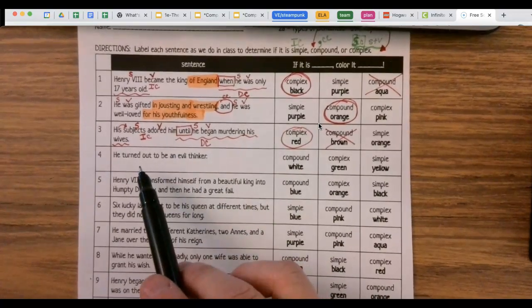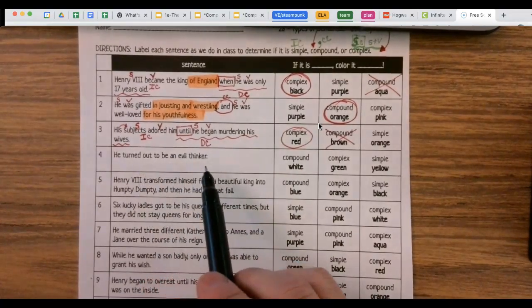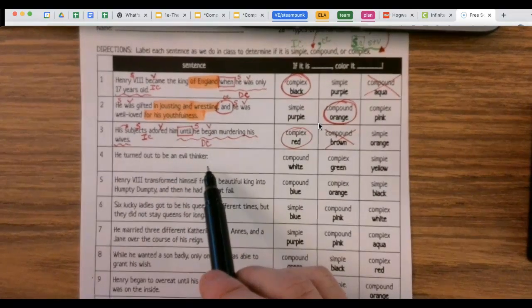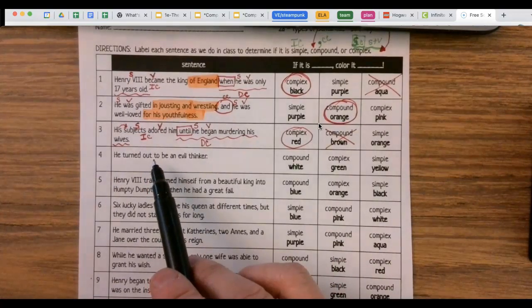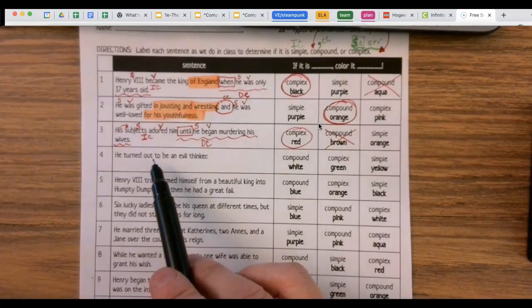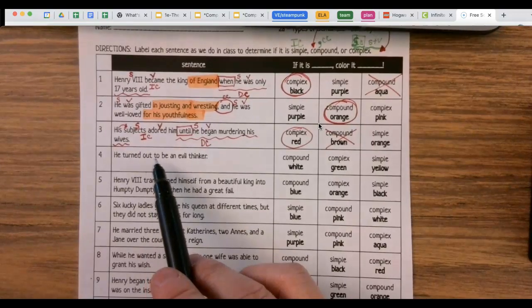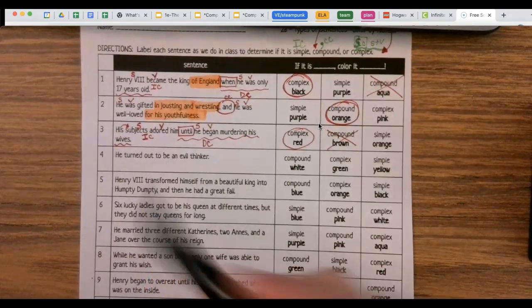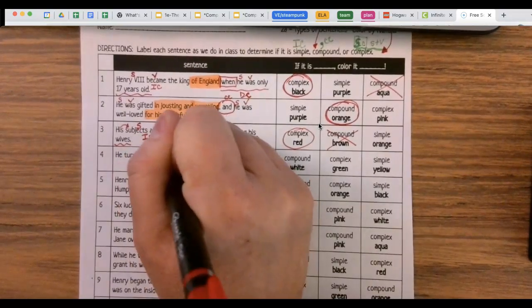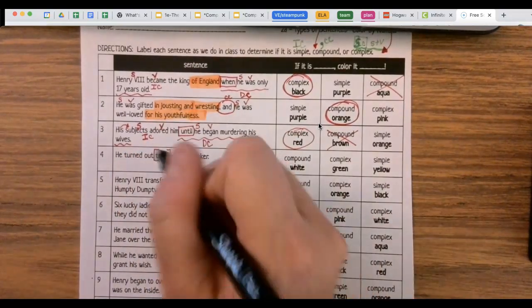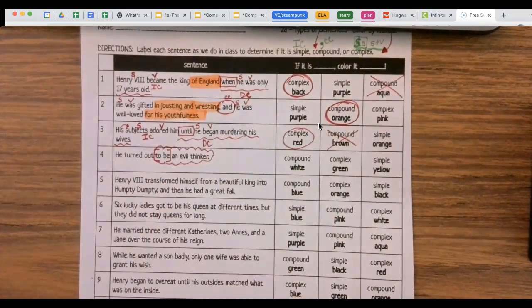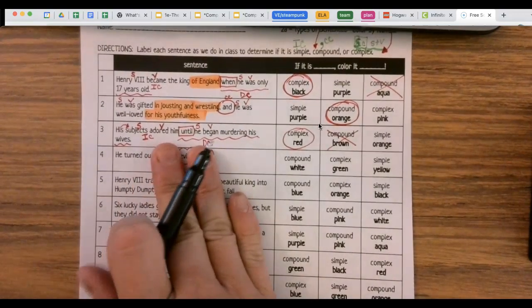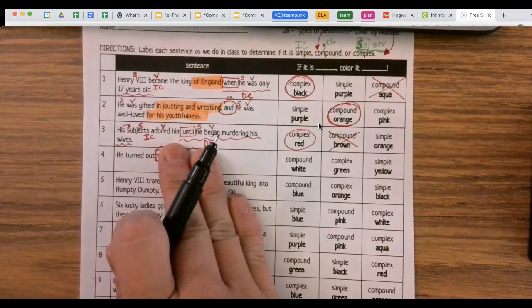Number 4, "he turned out to be an evil thinker." So I'm going to look for any phrases. I see "out," but I don't see a noun after it. It's not like "out the door" or anything, so I don't think "out" is a preposition here. I see "to" followed by "be," and I know that's a verb. "To be," and in some of my classes we've been talking about how these infinitives have extra words that go along with the phrase. To be what? To be an evil thinker. So that helps me. I can get rid of all of that. And my sentence now is "he turned out."